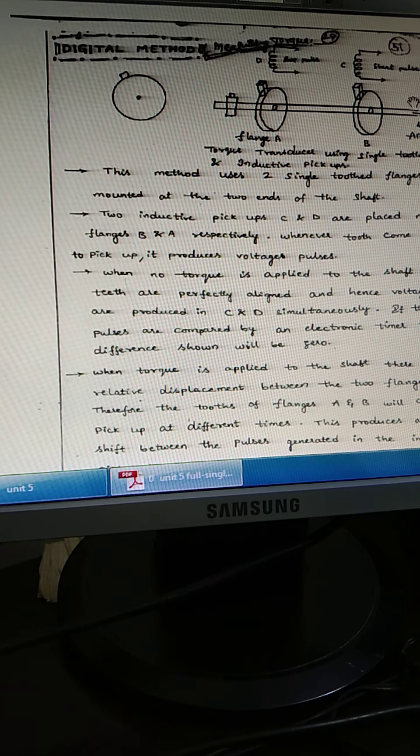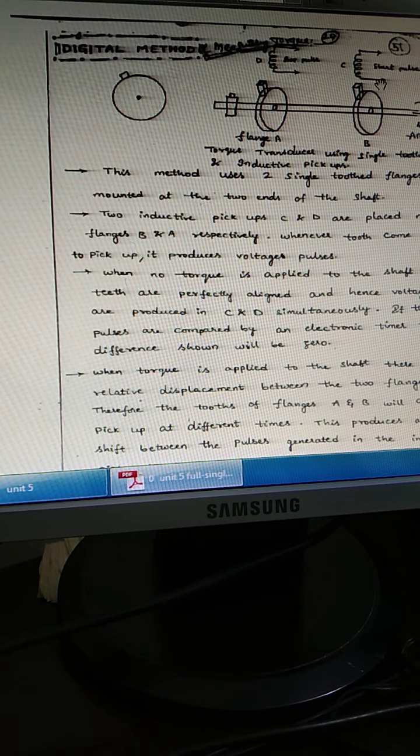If load is applied, this end will be twisted. When no load is applied, above the flanges A and B there are two coils. There are two pickups, C and D, and they are placed nearer to flanges A and B. Nearer to flange A, the D pickup is placed. Nearer to flange B, the C pickup is placed.